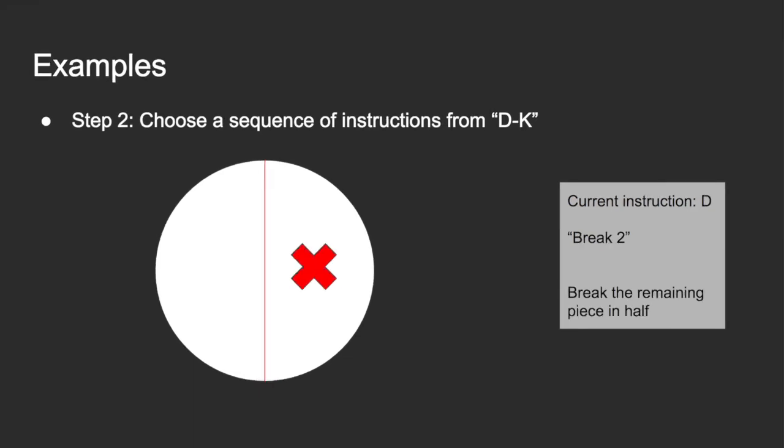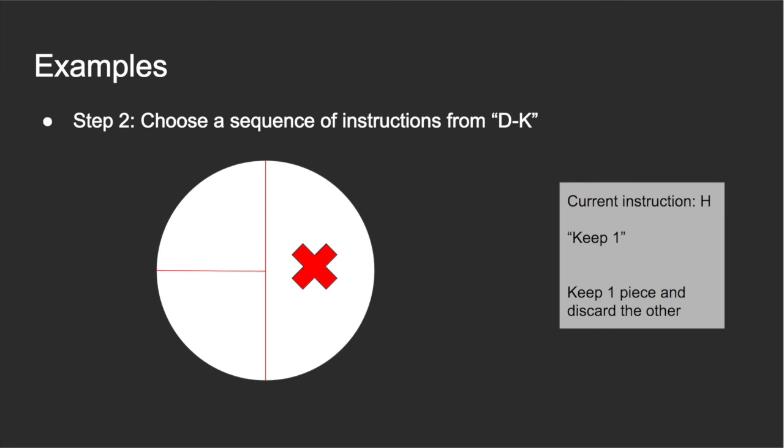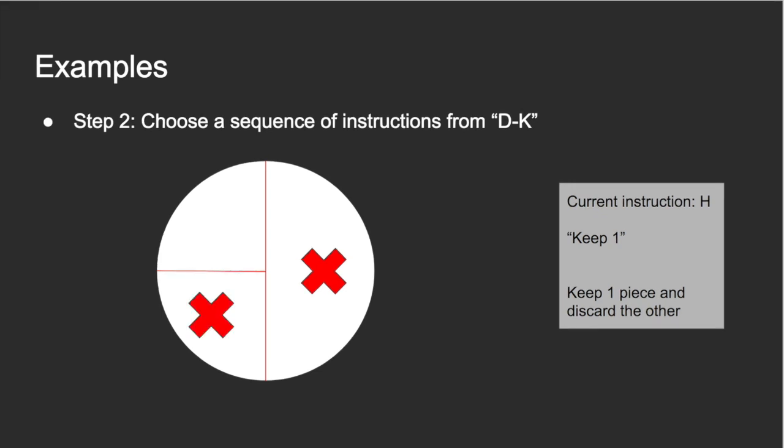The next step in the sequence is break 2. We will just get the remaining piece and break it in half. The next step in the sequence is H, and it's keep 1. So we discard 1/2 of the piece and keep the other.